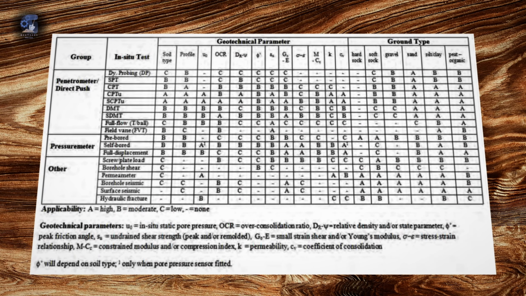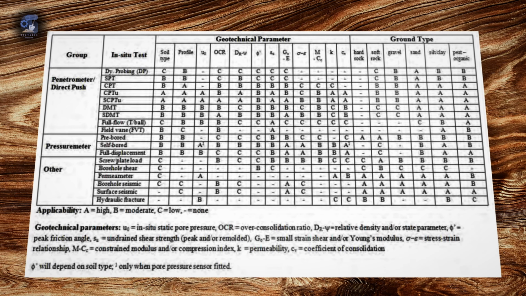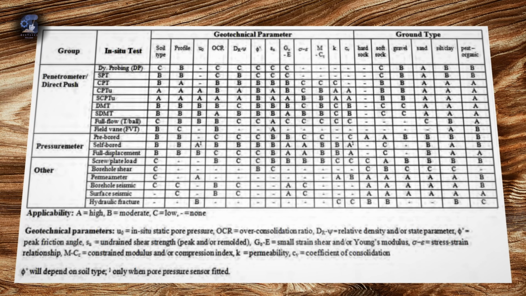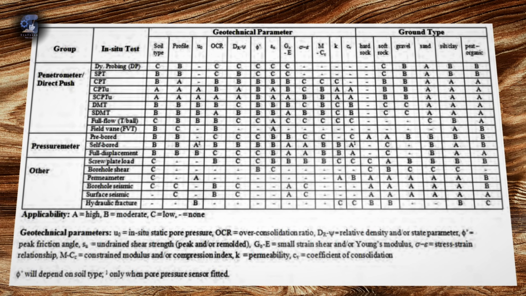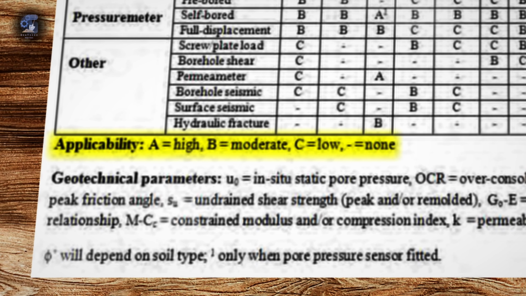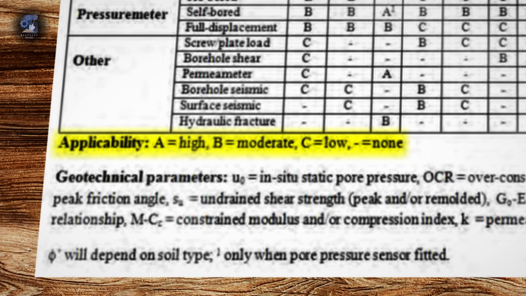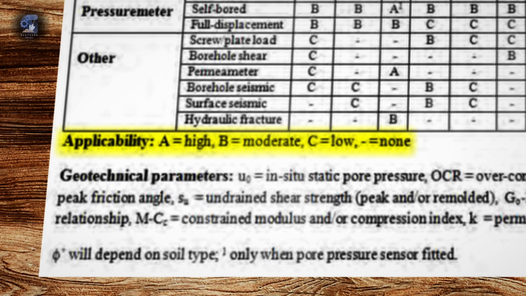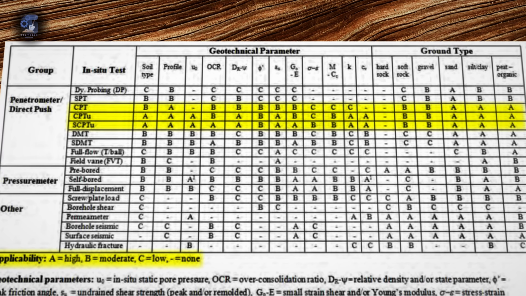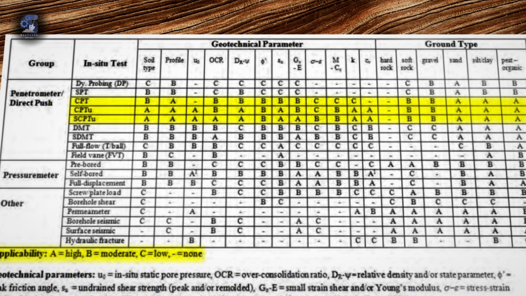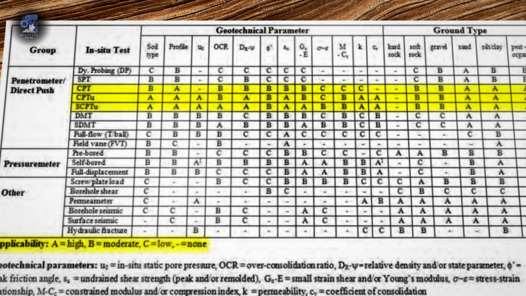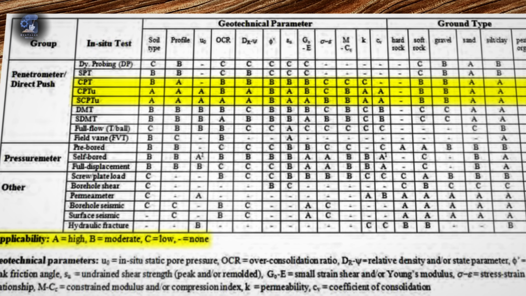This table here, provided by Lunne, Robertson, and Powell, presents the perceived applicability and usefulness of major in-situ tests in different ground conditions. The applicability is measured from A, which is the high side, to C, which is the low side. It is evident that the cone penetration test and its variants show a better applicability rating across different conditions compared to other in-situ test types.